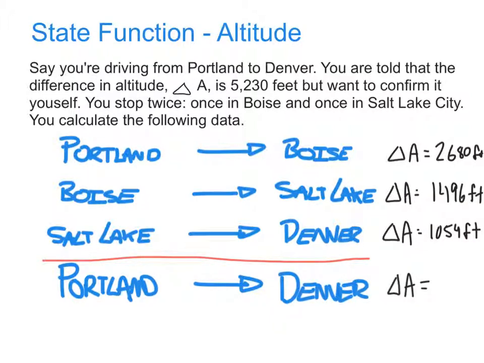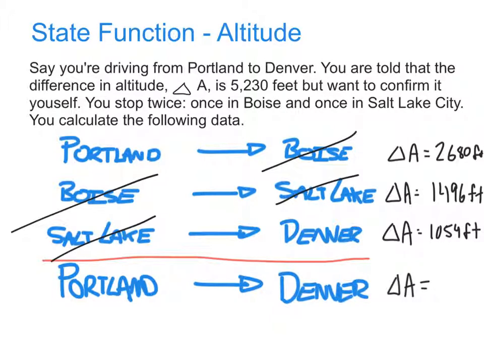You want to figure out if your overall change in altitude is this 5,230 feet that you were told at the beginning. Well, because altitude is a state function, it means it only matters what the initial and final states are, in this case Portland and Denver. So essentially what we have here is, in a way, 3 reactions, going from Portland to Boise, Boise to Salt Lake, and Salt Lake to Denver. Well, anything that shows up on one side of an equation, we cancel out on the other, leaving us with our initial and our final state, Portland and Denver.